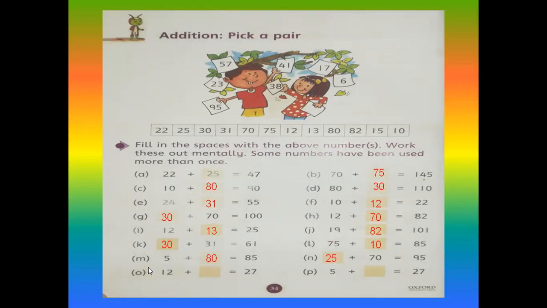Okay, O part: 12 plus dash is equal to 27. So focus on the answer. The first digit of the answer is 7 and the first digit of the given number is 2. So it means after 2 count 3, 4, 5, 6, 7. It means the first digit of the other number should be 5. So to check, this is 75, this is big, this is 15. So 15 will come here.